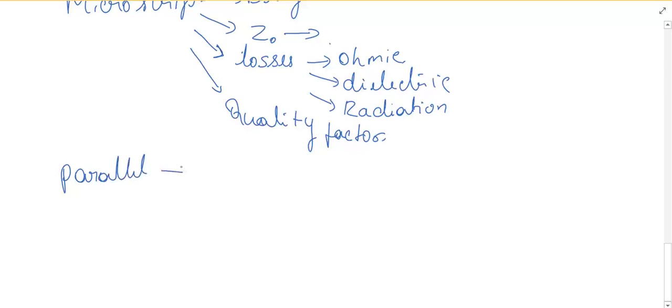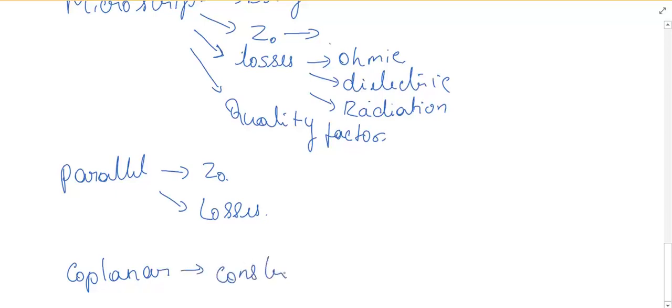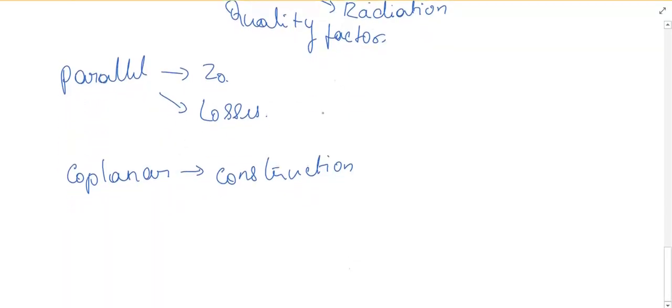The next was the parallel strip line. In parallel strip line we have seen the characteristic impedance, and then the losses. Here mainly we did the ohmic losses and the dielectric losses, alpha c and alpha d, the expressions for the attenuations. So that's all about the parallel strip line. The next was the coplanar strip lines. In coplanar strip lines, it's just its construction, and after construction we only saw the expression of Z naught. Last one is the shielded one.